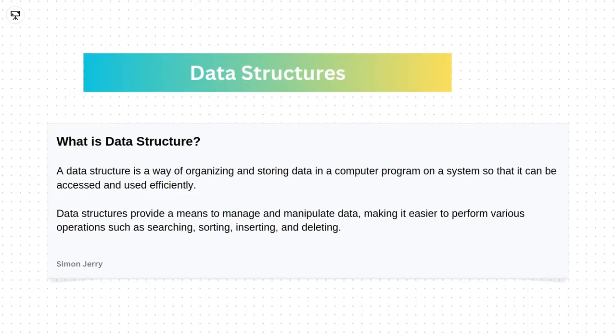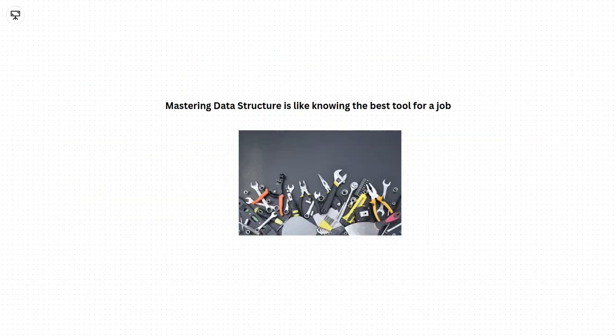So first of all, what is data structure? A data structure is a way of organizing and storing data in a computer program or system so that it can be accessed and used efficiently. Data structures provide a means to manage and manipulate data, making it easier to perform various operations such as searching, sorting, inserting, and deleting.